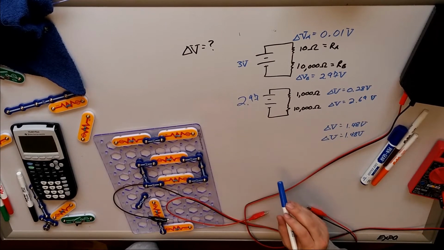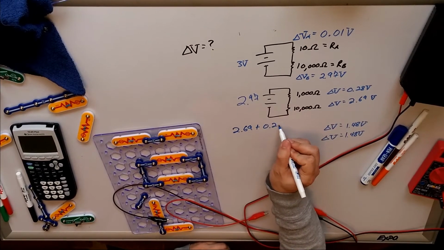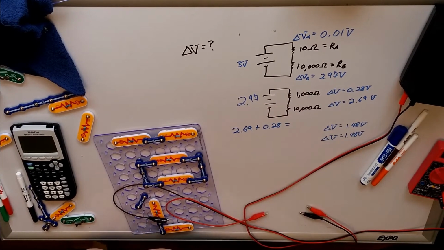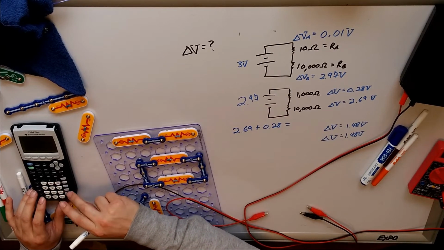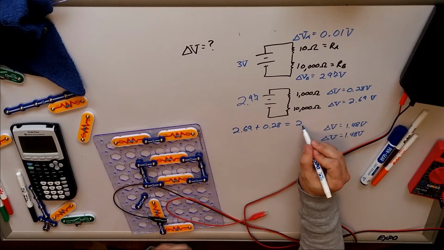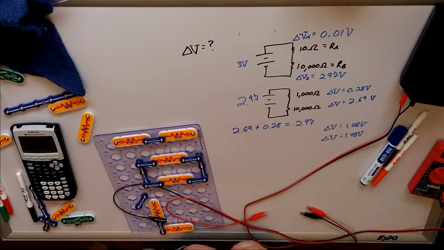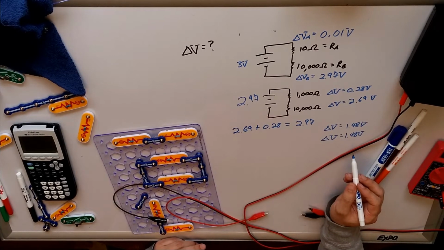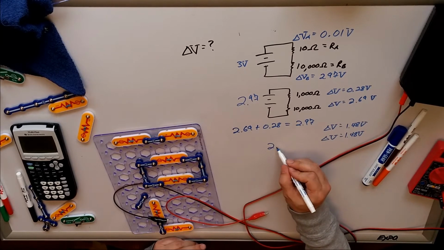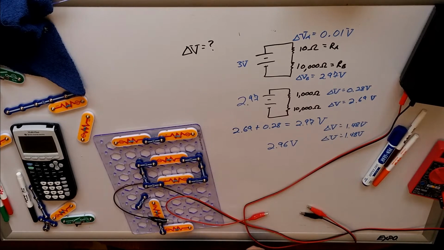Let's see here. We had 2.97. What if I take 2.69 plus 0.28? I get 2.97. What about 1.48? It was kind of bouncing back between 1.48 and 1.49 when I could get a good measurement on it. When I add those together, that'd be 2.96. Noticing a trend.